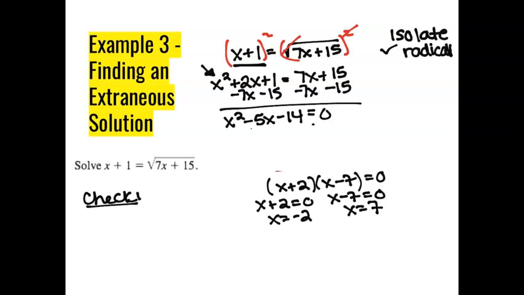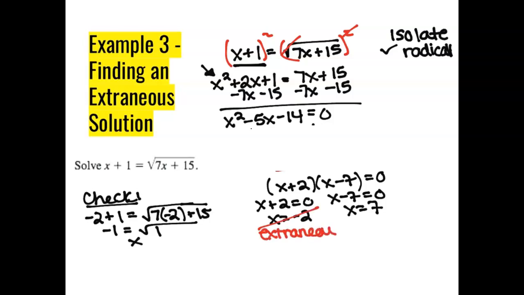So if I plug in my -2, I have -2 plus 1 equals the square root of 7 times -2 plus 15. So -2 plus 1 gives me -1, and this gives me +1. I know that -1 is not equal to the square root of +1, so x equals -2 is an extraneous solution. Okay, next I'm going to check my x equals 7.